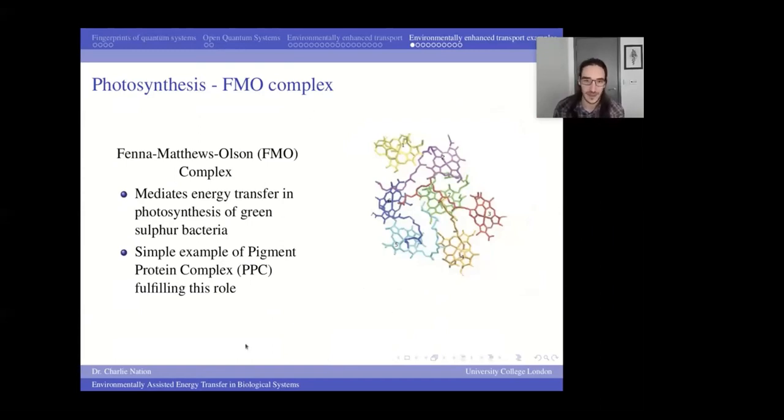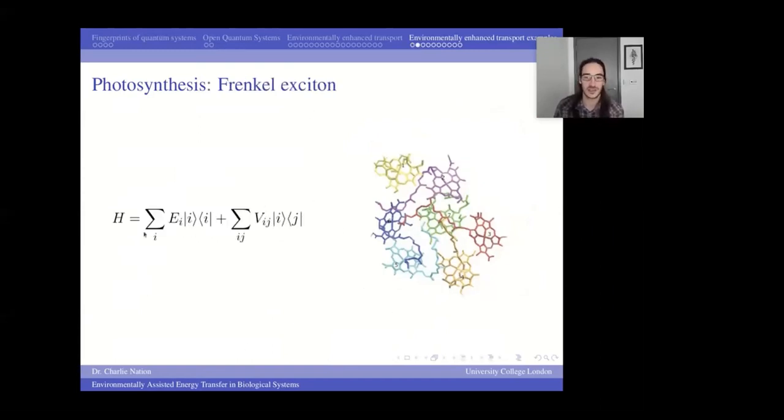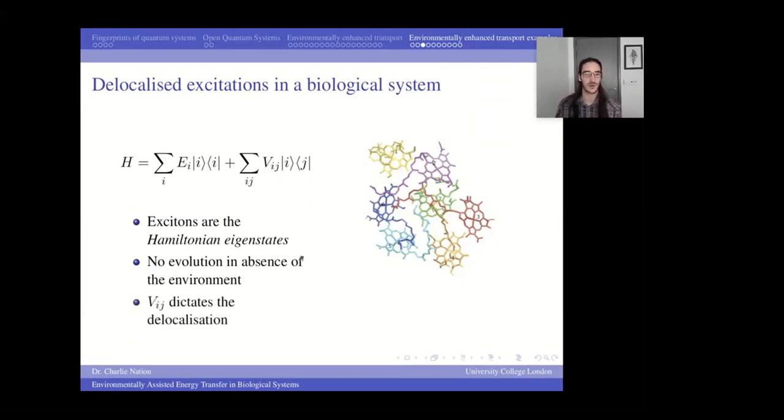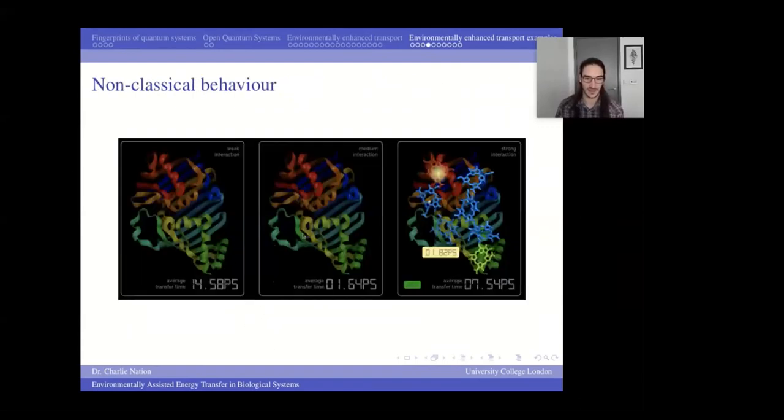It's described by this pigment protein complex, which is essentially a bunch of sites, as I described before, of this Frenkel exciton model, where we have a bunch of sites that are all coupled together coherently, and we have the excitons that are again the eigenstates of this Hamiltonian. So there are now many more excitons that are delocalized to varying degrees dependent on the different energy gaps and the different coupling strengths. And these excitons, as I said, have no evolution without the environment, and we can expect the coupling strengths to dictate this exciton delocalization.